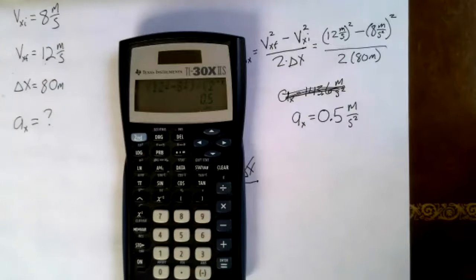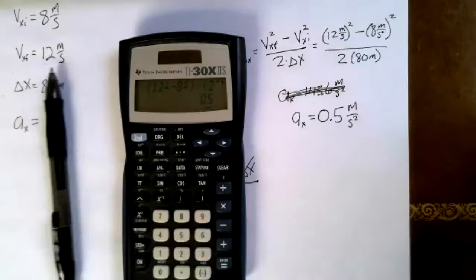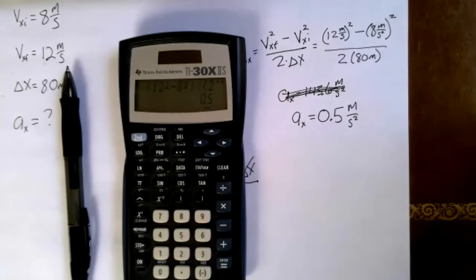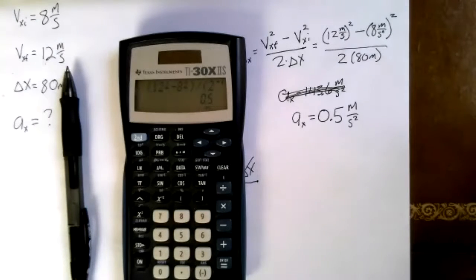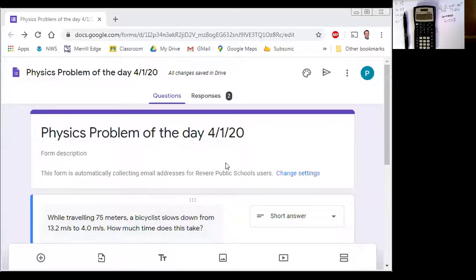Questions about the problem of the day for today? I think it's all good. Okay, great. So let's take a look at the problem of the day that's assigned today for April 1st. This one says, when traveling 75 meters, a bicyclist slows down from 13.2 meters per second to 4.0 meters per second. And we're looking for how much time that takes.